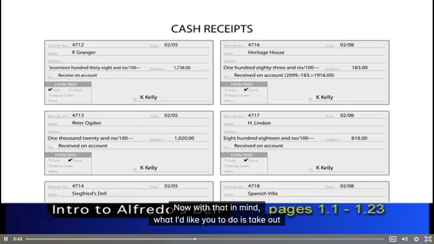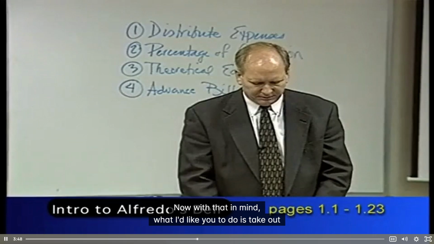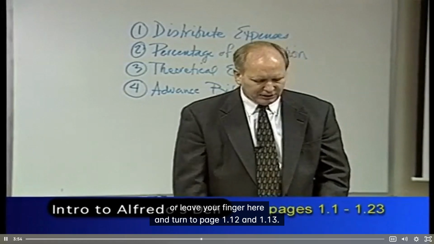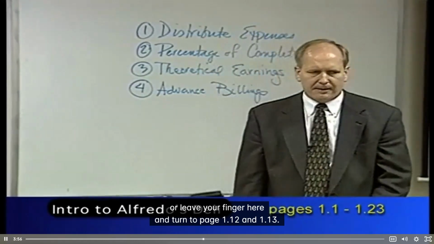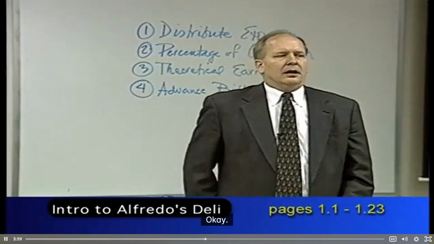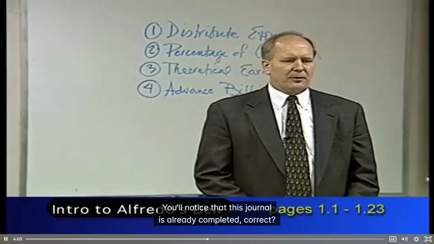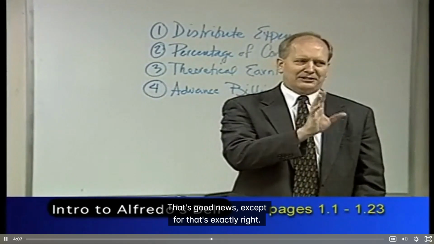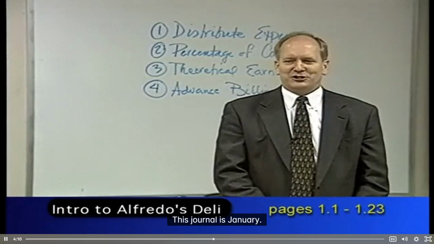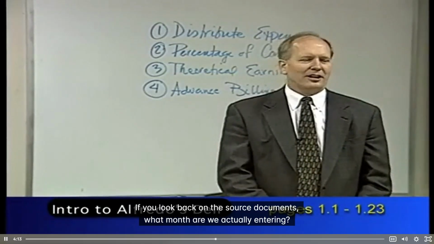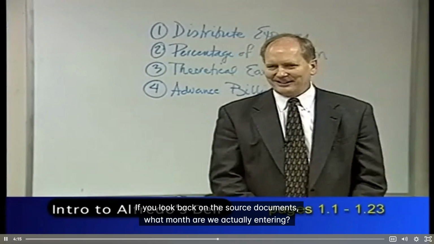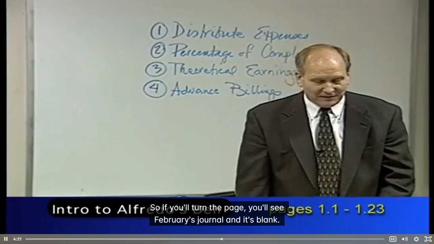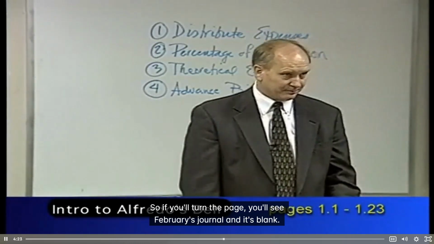Now, with that in mind, what I'd like you to do is take out, leave your finger here and turn to page 112 and 113. Okay? You'll notice that this journal is already completed, correct? That's good news, except for that's exactly right. This journal is January. If you'll look back on the source documents, what month are we actually entering? February. We're entering February, okay? So if you'll turn the page, you'll see February's journal, and it's blank.